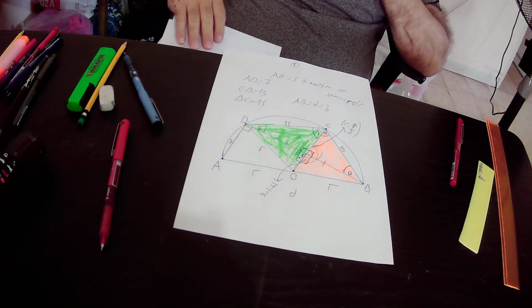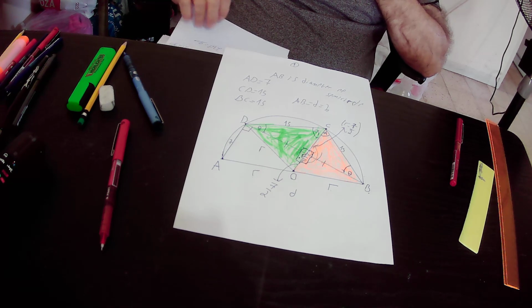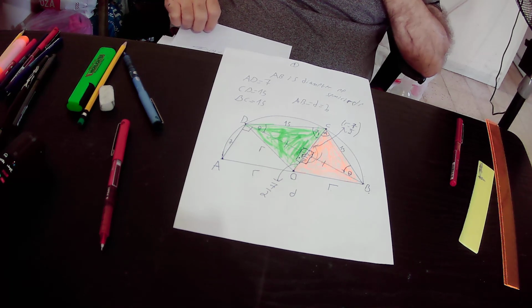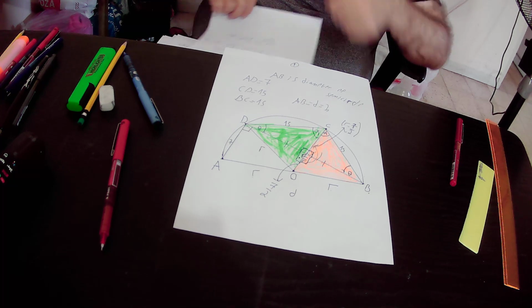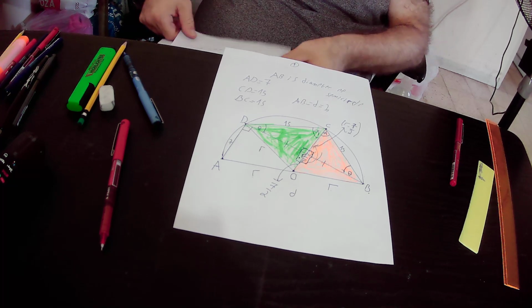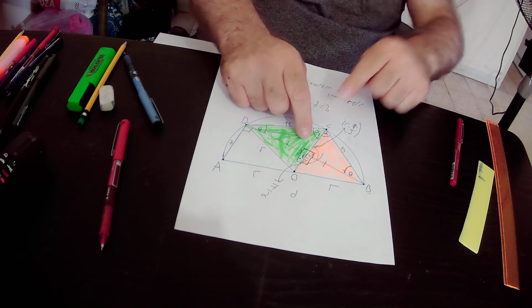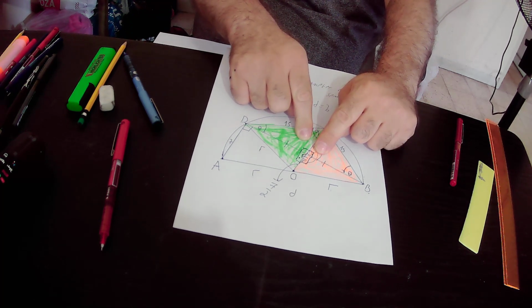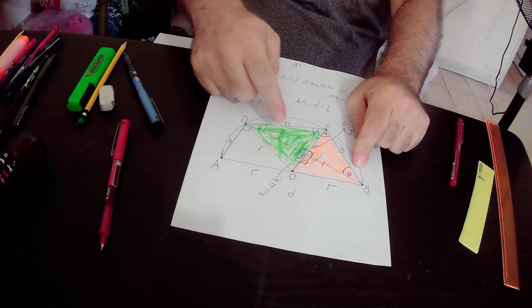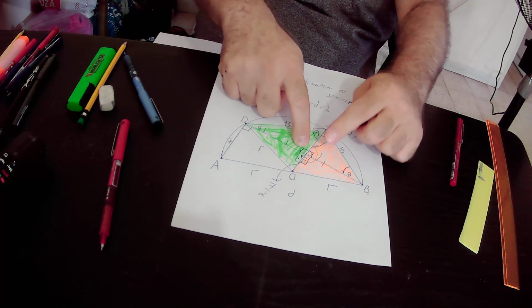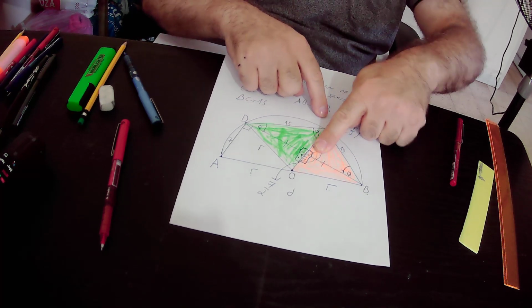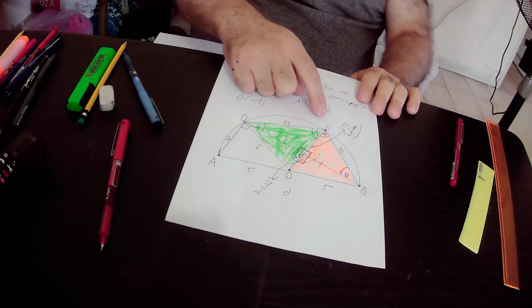Okay, and then we know that those two angles are right angles. Angle DEC is a right angle, and angle CEB is also a right angle.